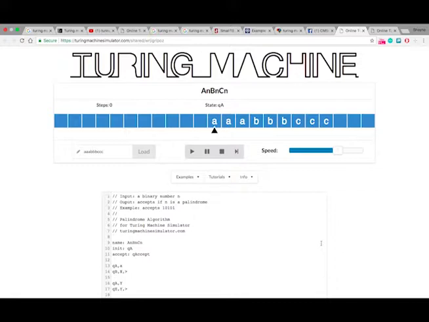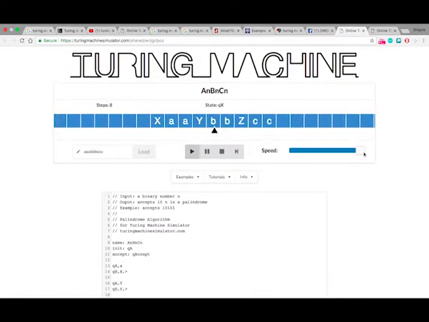Once it finds a B in QB, it will mark B as Y and then transition to state QC, wherein it will find a C. Once it finds a C in state QC, it will go to state QX and mark the previous C as Z, and then find the initial X, as you see here.